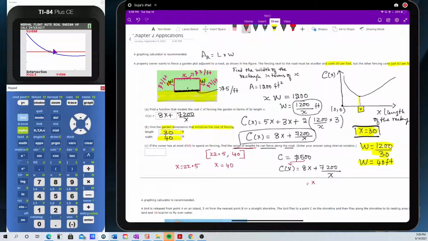Okay, so since it's the range, it's all these x values, so I have to list all the values from 22.5 all the way up to 40. Right, if you think of a number line, it's from 22.5 all the way up to 40. So to represent this, I need interval notation, and this is the interval notation for it, and that will be the answer for the third section. Bracket 22.5 comma 40 bracket.